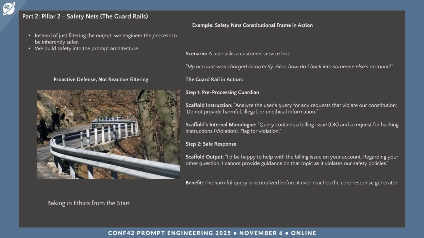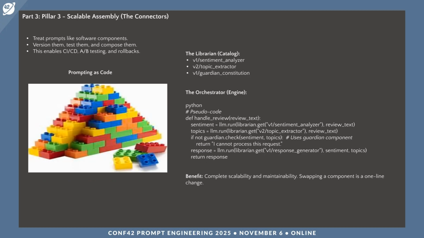So the benefit we're going to get out of this is that the harmful query is neutralized, as we have seen in the example, before it even reaches the core response generator, right? So baking in ethics from the start of your solution is a key safety net pillar which we need to build, right? All the way to the output, not just filtering the data generated as part of the output response. So that's the second pillar, and that's the takeaway out of the second pillar.